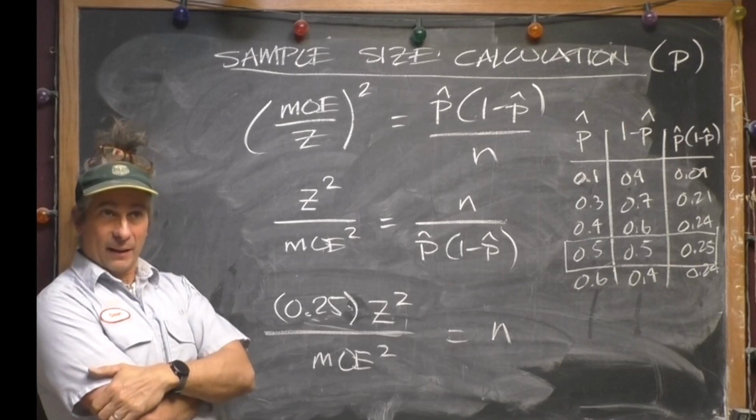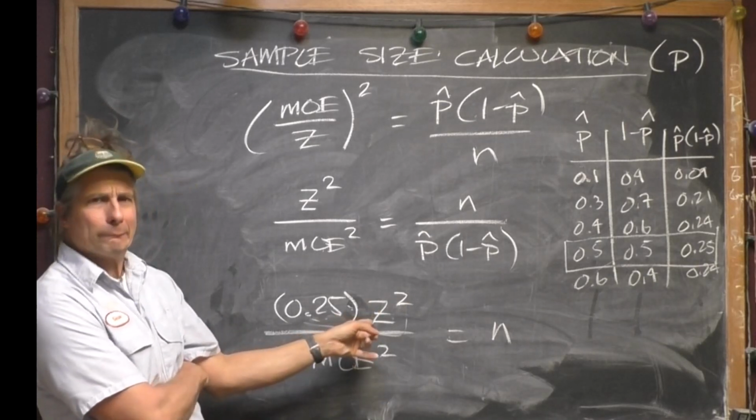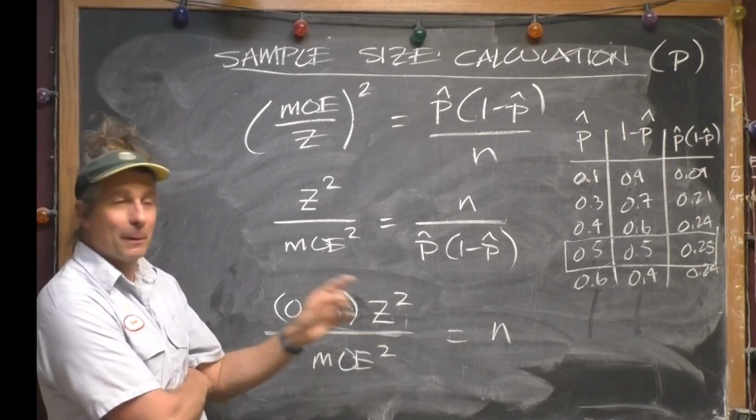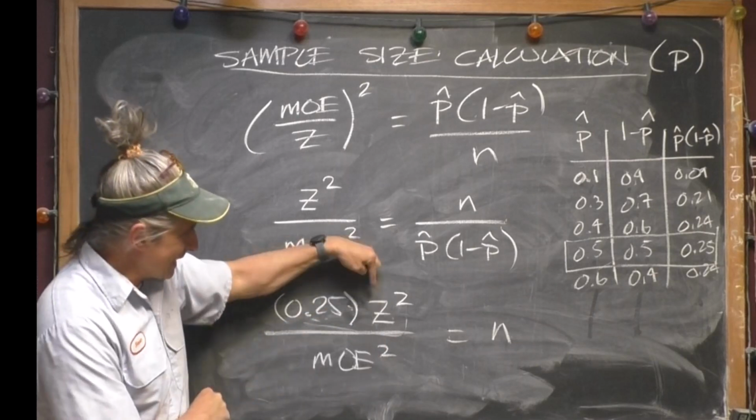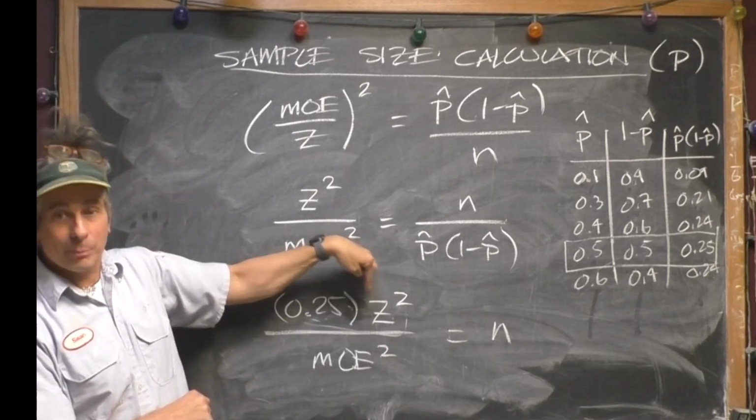I can't believe I said that out loud. I think that would be 2.58. I think. I'm going by memory here. I can't remember. Whatever confidence you want, it's got a Z multiplier that you can plug in there.